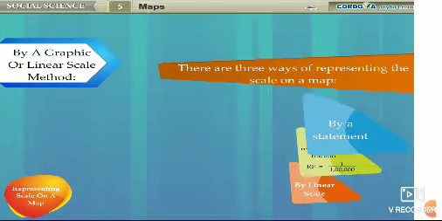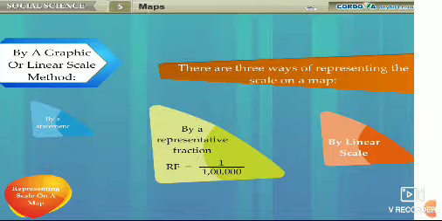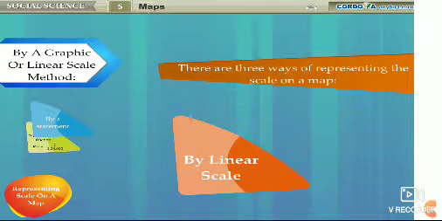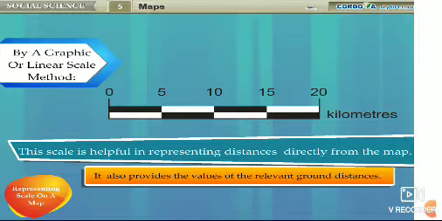There are 3 ways of representing the scale on a map. Number 1, by a statement. Number 2, by a representative fraction. RF is equal to 1 upon 1 lakh. Number 3, by linear scale. This scale is helpful in representing distances directly from the map. It also provides the values of the relevant ground distances.